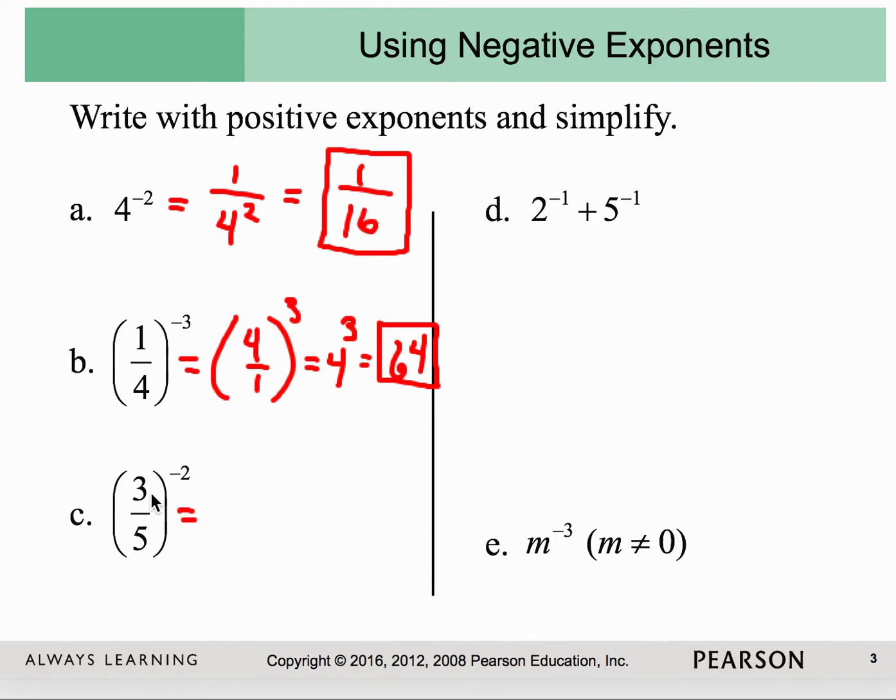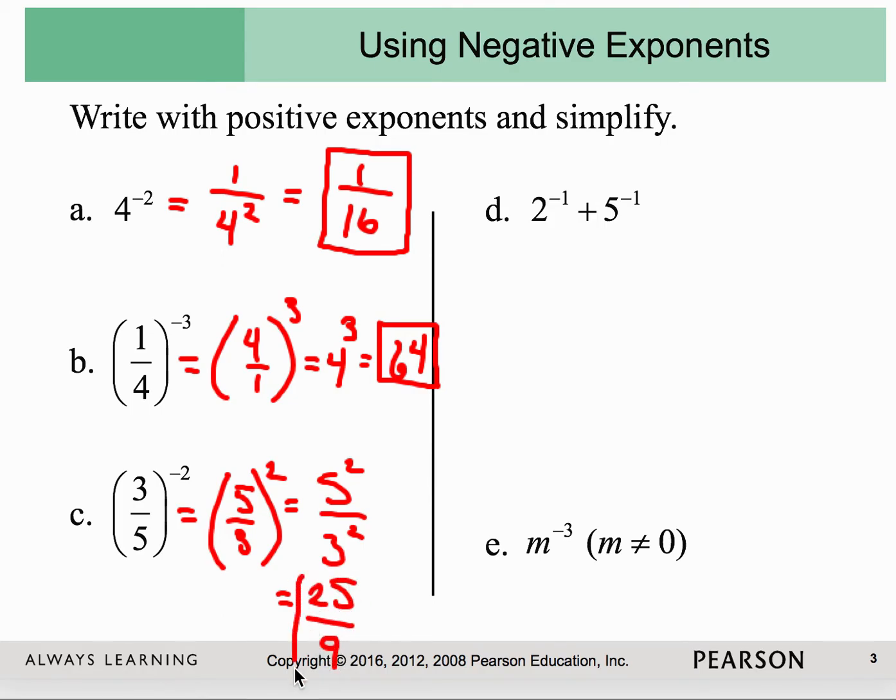Okay, this is the same thing. The negative exponent is on parentheses. That means everything inside the parentheses must flip upside down, and that makes that exponent positive. Now, once it's positive, I can apply it to everything inside the parentheses. 5 times 5, 25. 3 times 3, 9.